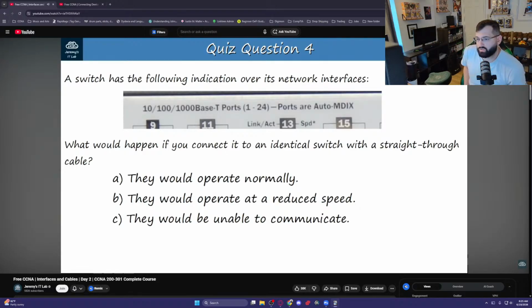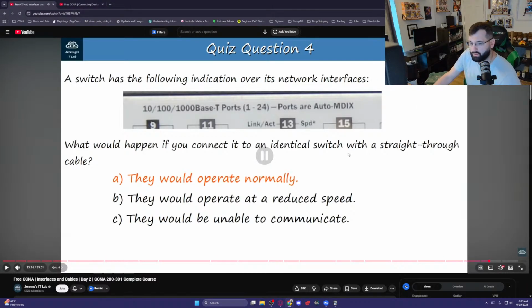Because there are 2 switches, right? The answer is A, they would operate normally. Let's check. What? Okay, read the question again, Tyler. A switch has the following indications over its network interface. Oh, damn it. Read the question.